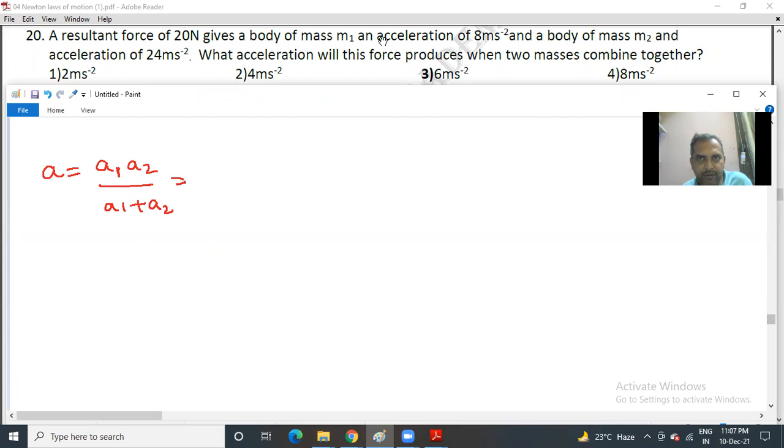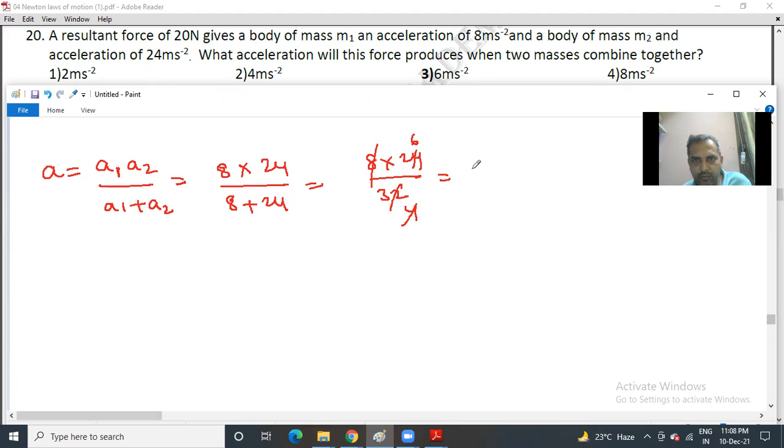In the question, a1 is 8 meter per second square, a2 is 24 meter per second square. So this is 8 into 24 by 8 plus 24. So this will be 192 by 32, which is 6. So combined acceleration will be 6 meter per second square. Let us move to the next question.